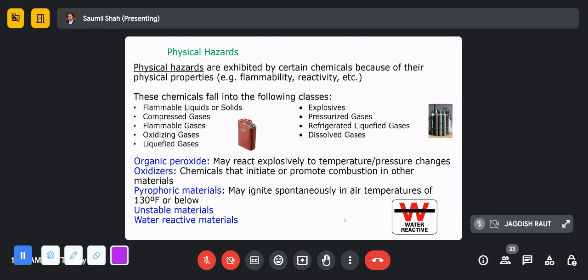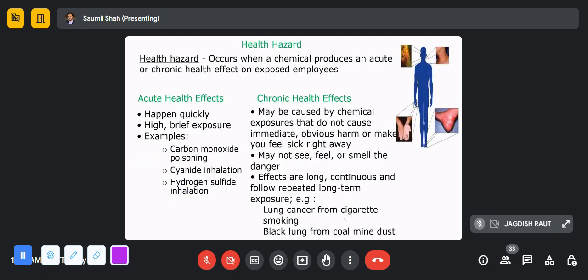Some of the chemicals are pyrophoric in nature. Then some of the chemicals, when heated or pressurized, become unstable and create more hazards at the workplace, right? So this is how physical hazards have been classified. Next is health hazard.